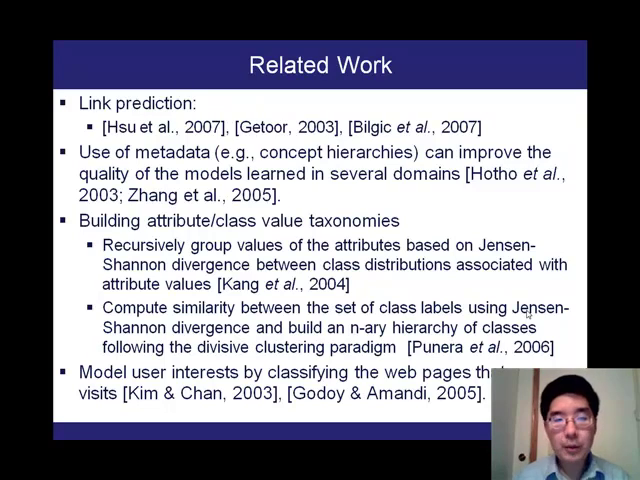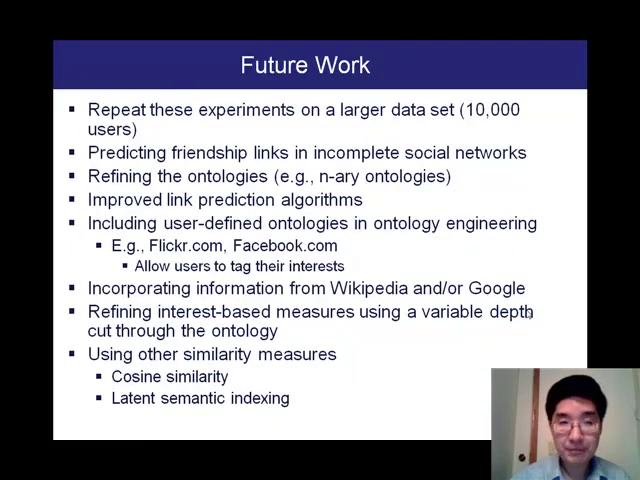We are also looking at building attribute and class value taxonomies by recursively grouping values of the attributes based on an information theoretic divergence between class distributions that are associated with our attribute values. And this is work by Kong and Punera. Punera looked at computing a similarity between class labels and building an n-ary hierarchy of classes by divisive clustering. Finally, there's been work on modeling user interests by classifying the web pages that a user actually visits, and that's clickstream-based analysis. So these are the things that have been done.